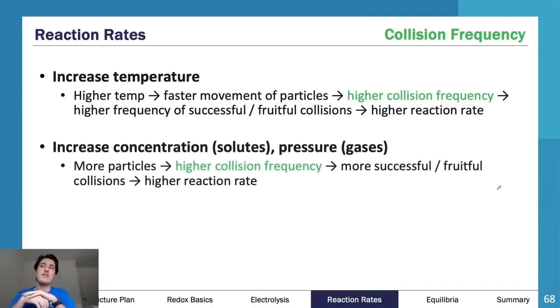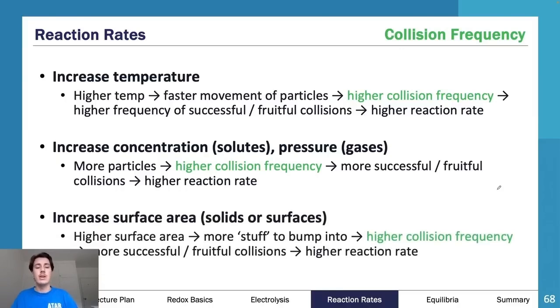What about if I increase my concentration or my pressures? Well, in doing that, you'll have more particles. More particles means more collisions, equals more successful collisions, equals higher reaction rate. If I increase the surface area, same sort of concept. You've got a higher surface area, you've got more stuff to bump into, you've got a higher collision frequency, more successful collisions, higher reaction rate. So very similar pathways, just slightly different.